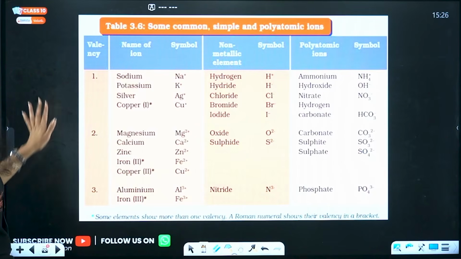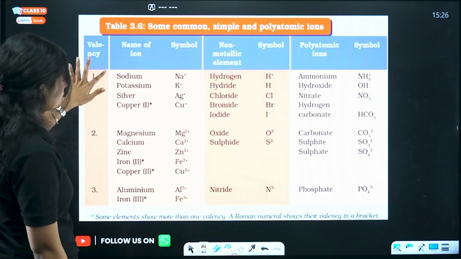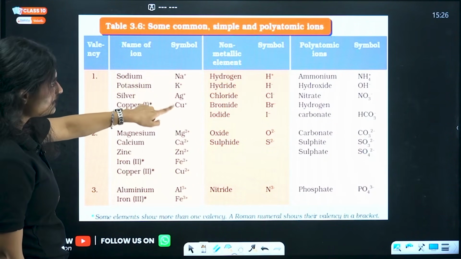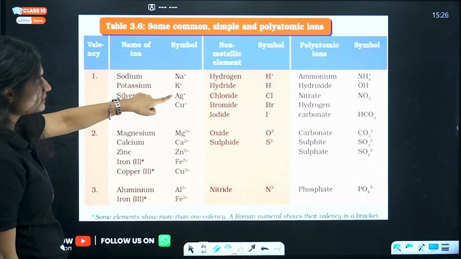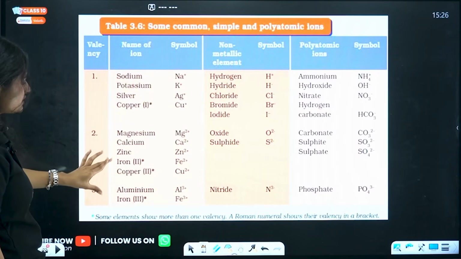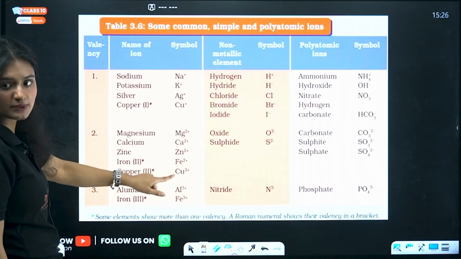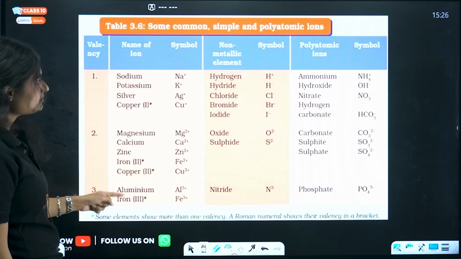So firstly, this is the table. Just look at it once. You have sodium, potassium, silver, copper. The valence is also given, +1, +1, +1, +1. Then you have magnesium, calcium, zinc, iron, copper. These have +2, +2, +2, +2. Then you have aluminum, iron, +3, +3.